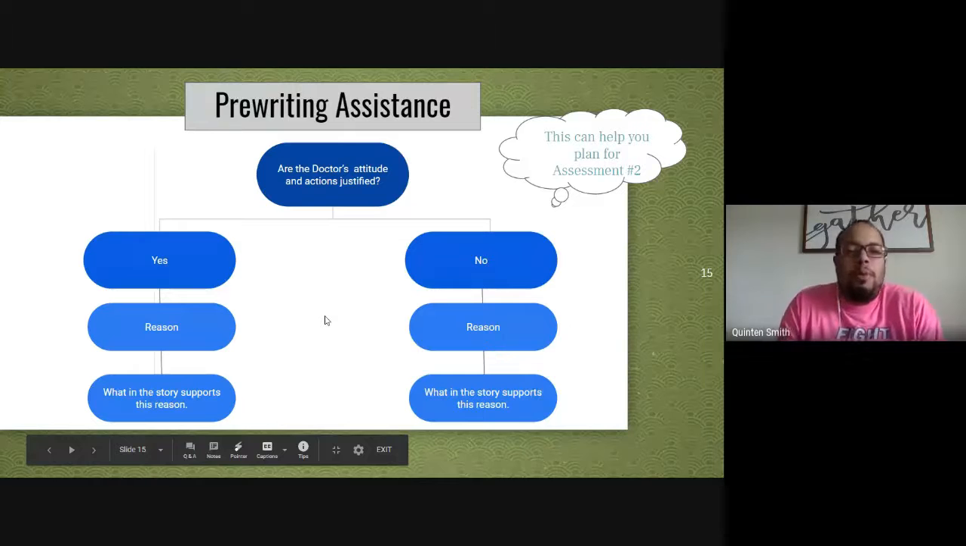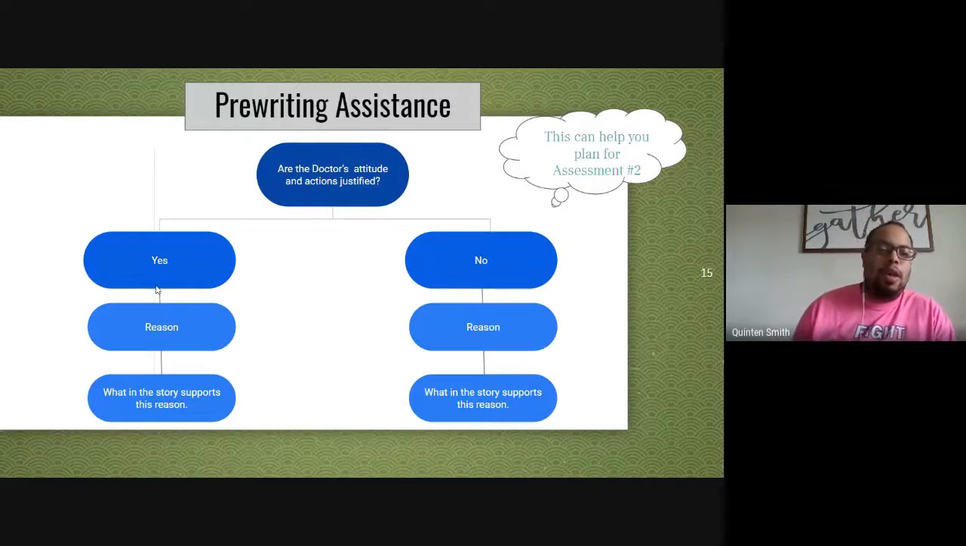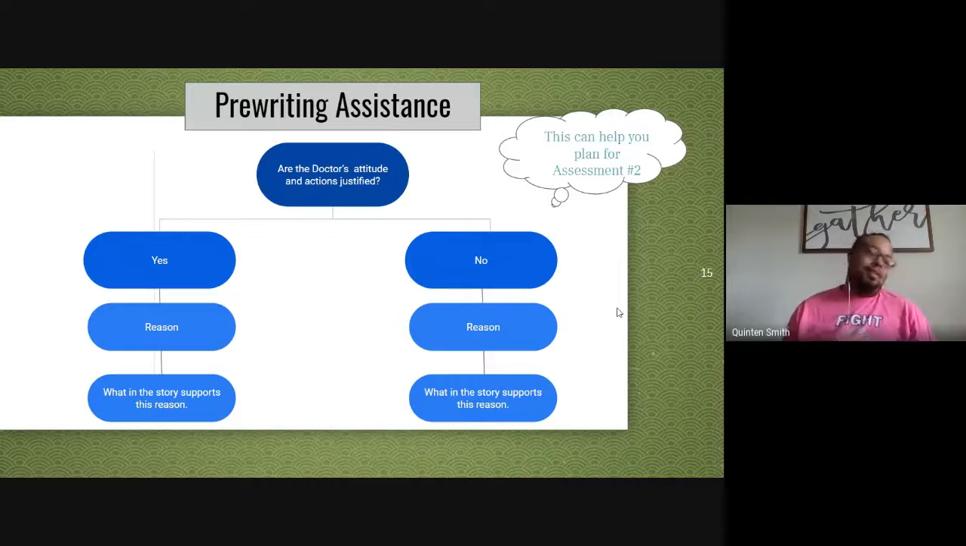This is here to help you with the pre-writing. Are the doctor's attitude and actions justified? If yes, you'll look at the ones on this side. And if no, you'll look at the actions on this side. And that is it for this week.